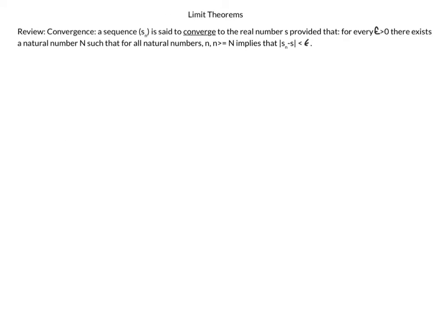As I mentioned, we're going to start with a review of the definition of convergence. A sequence is said to converge to a real number s, provided that for every epsilon greater than 0, there exists a natural number capital N, such that for all natural numbers little n greater than or equal to capital N, this implies the distance between Sn and s is less than epsilon.